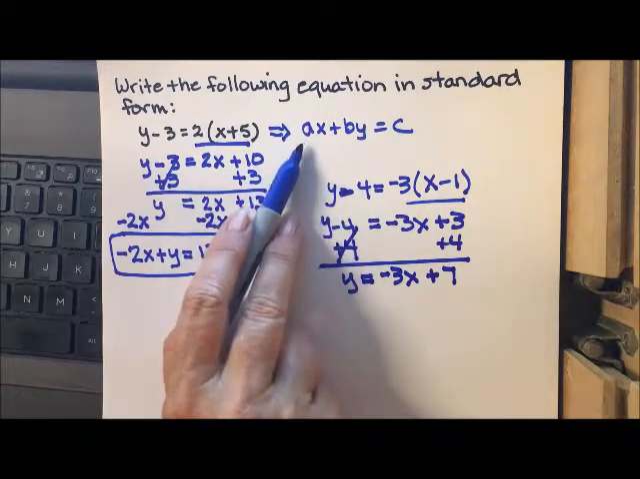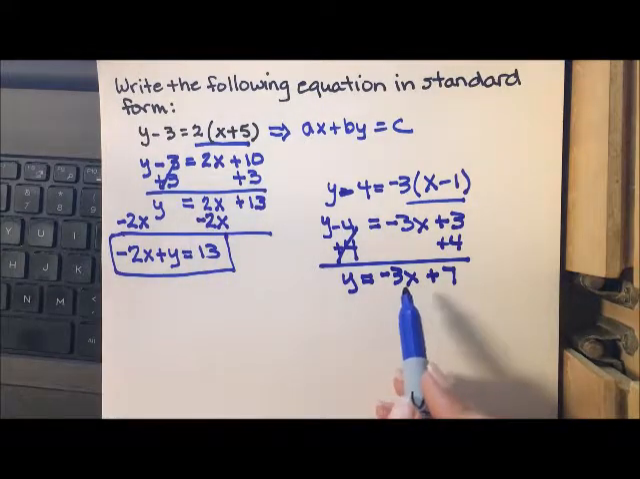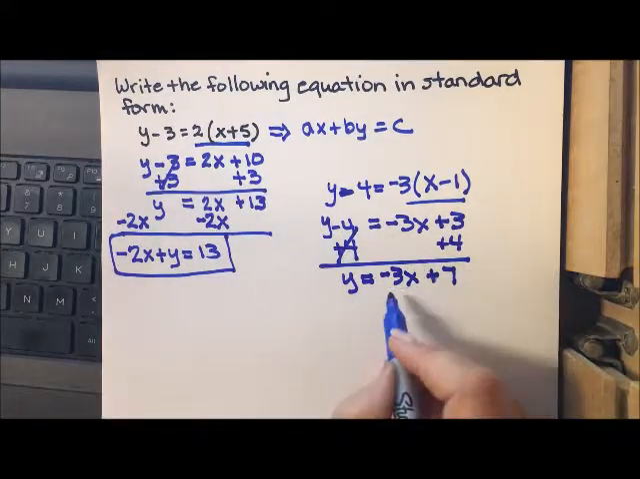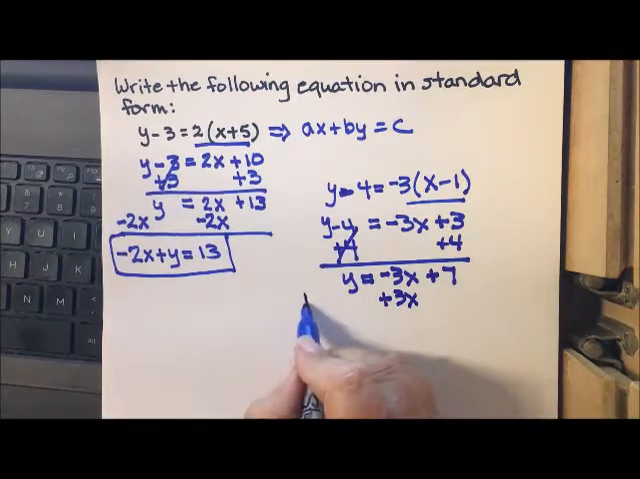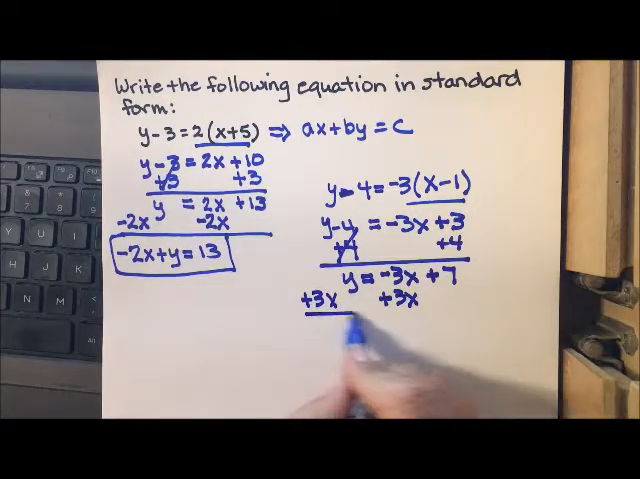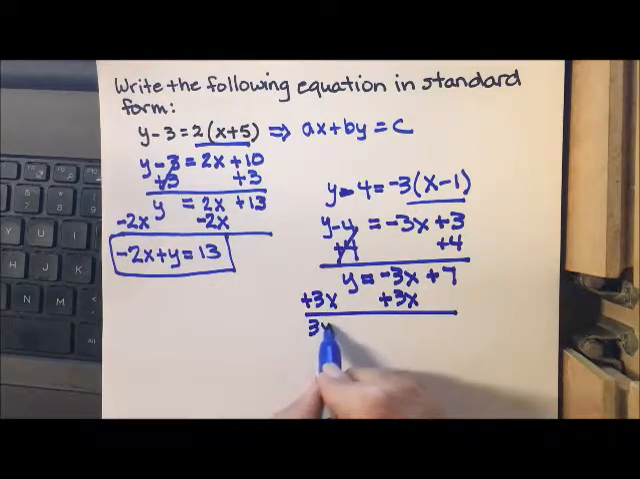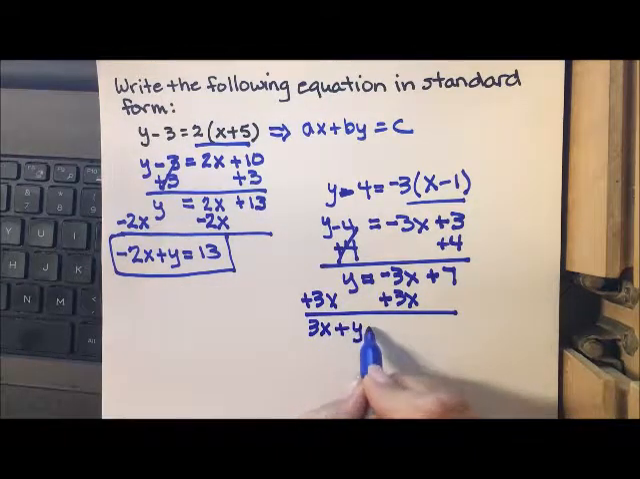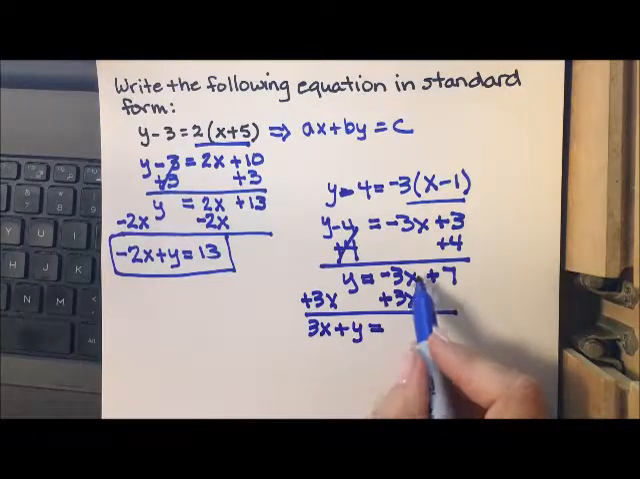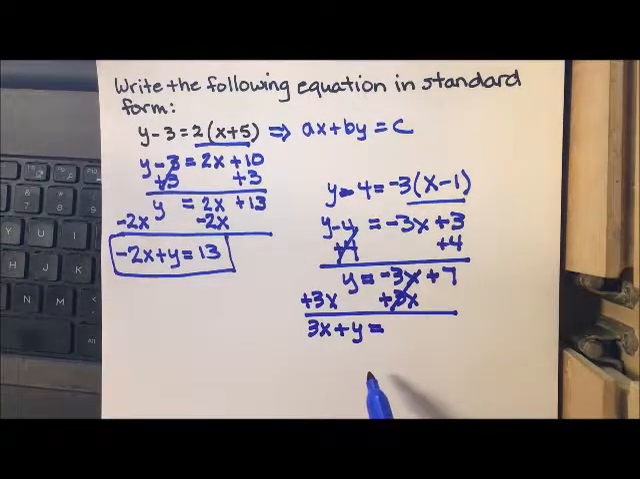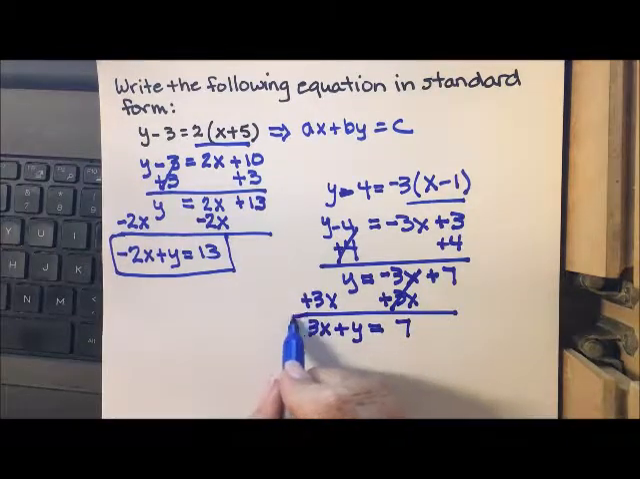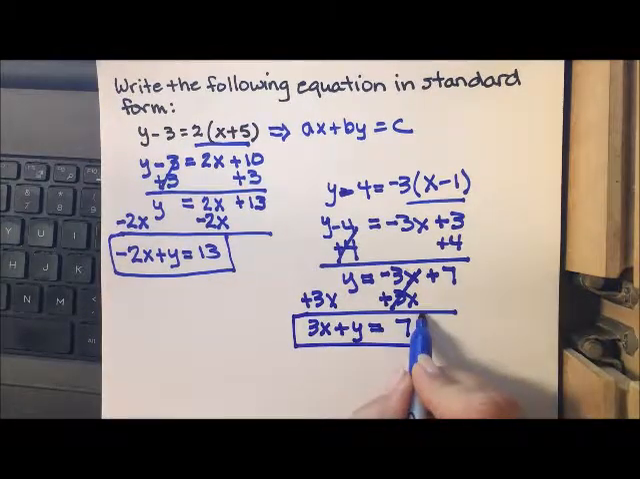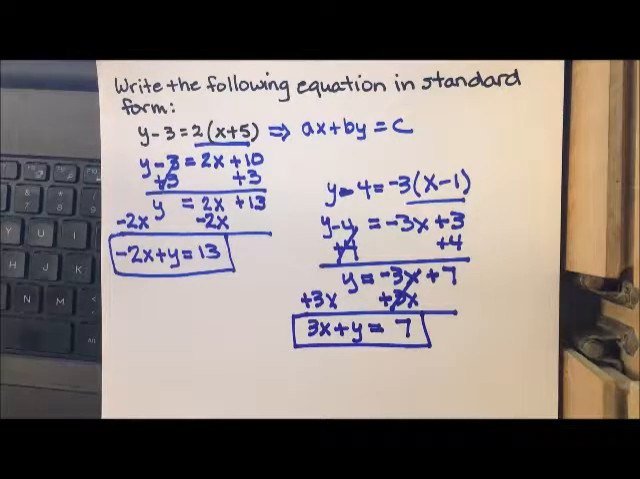Here again, to get it into standard form, I need my x off of the right hand side, and I'm going to do that by adding its opposite, positive 3x. And I get 3x plus y, and on this side the 3x and the negative 3x cancel out, and we're left with 7, and here is our equation. And that's it.